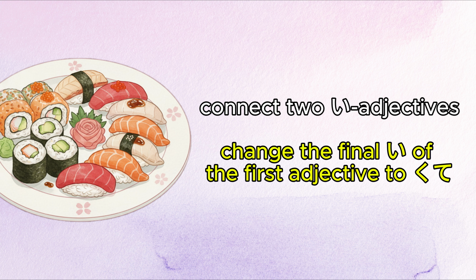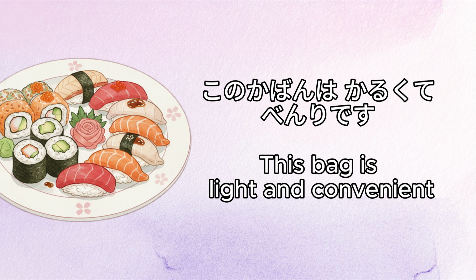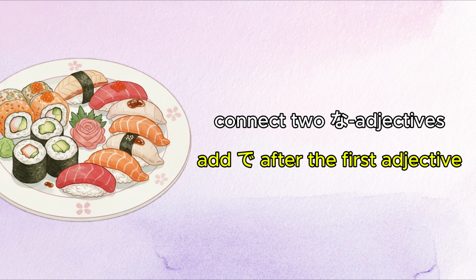Let's practice a sentence. The sentence is このカバンは軽くて便利です. This means, this bag is light and convenient. Listen again. このカバンは軽くて便利です. Now you say the sentence. このカバンは軽くて便利です.